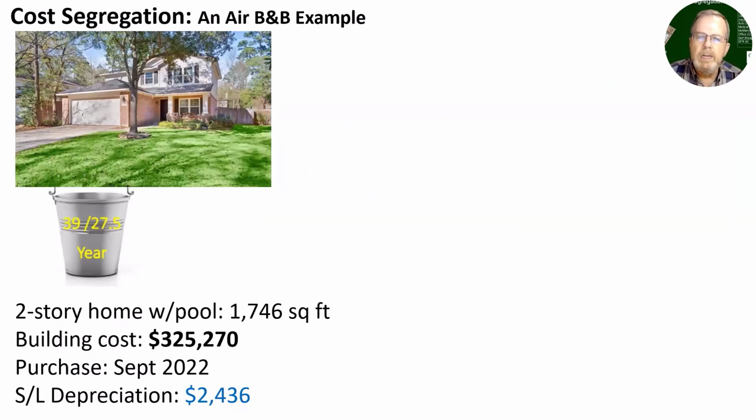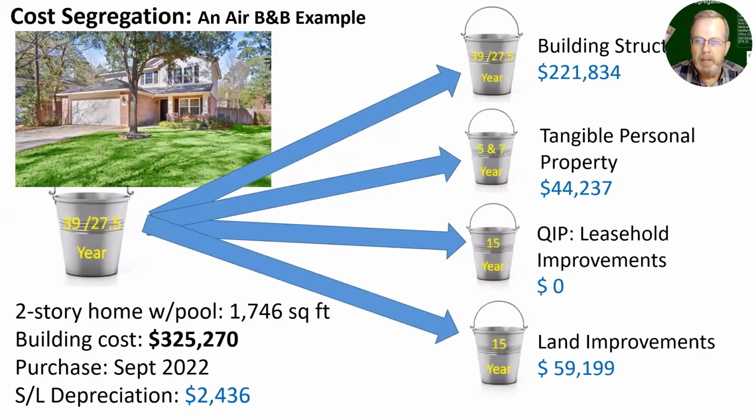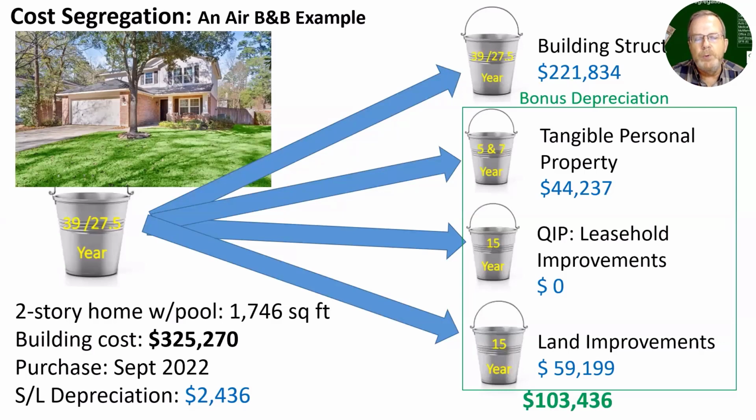Now here's one that's a little bit more in line with some of the Airbnbs that you may think of. This is actually one in the Conroe Woodlands area in Texas, 1,700 square feet, very standard house, $325,000. Again, this is just the building value, not the land value. They were looking at writing off only about $2,400 in depreciation that year. When we did the study and applied bonus, guess what? $103,000 in the first year that they turned this house into an Airbnb. That's about a third of his investment.